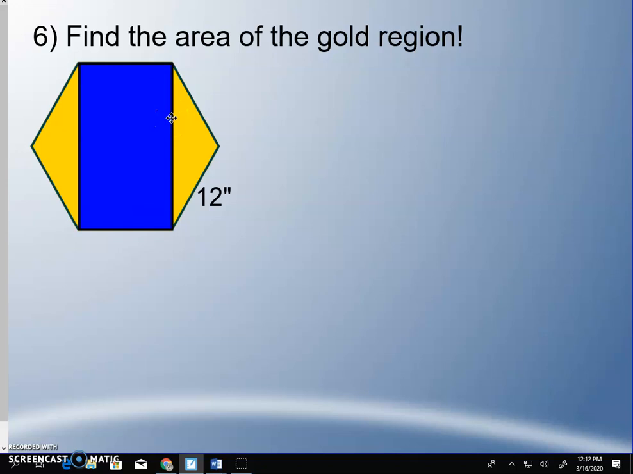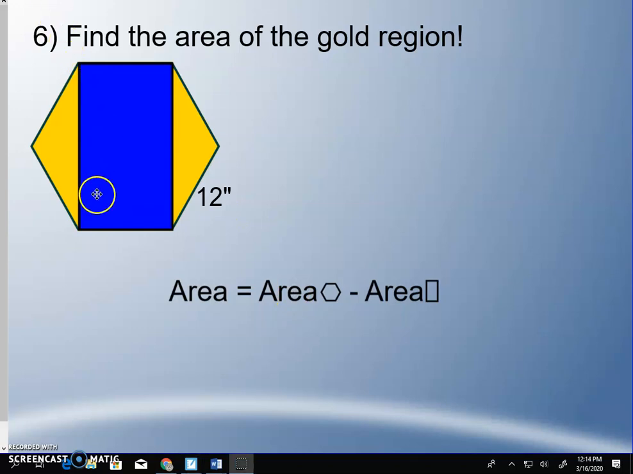Now, when you're finding the area of a shaded region, we actually have 4 steps. The first step is I want to see the general formula. So in this case, I'm going to take the area of the hexagon and subtract the area of this blue rectangle. So let's break this up into 2 different shapes and go from there. Why don't you pause the video and see if you can find the area of the hexagon first. And when you've done that, unpause the video.